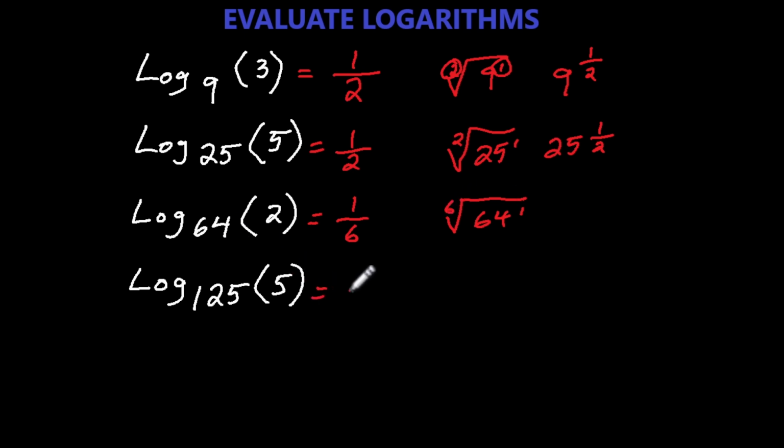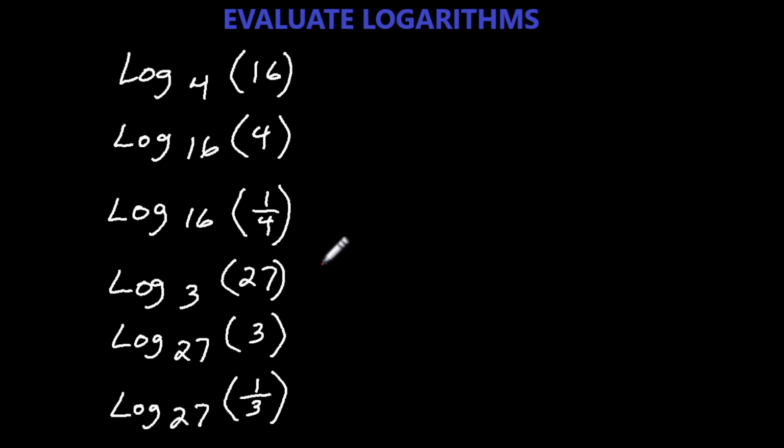And for our final one, what would you raise the 5 to get a 125? The answer is a 3, so this is 1/3. To teach the topic, which involves line 3 and line 6 here, I want to review these two here to show how this follows from the thinking.